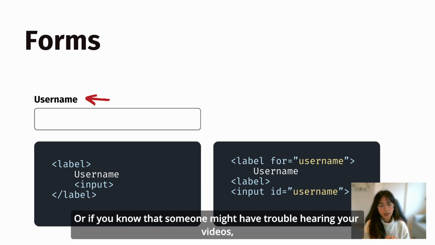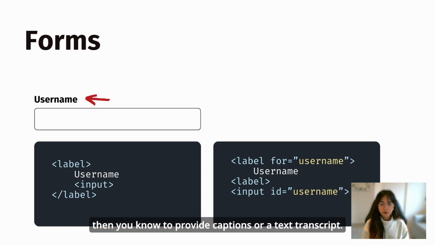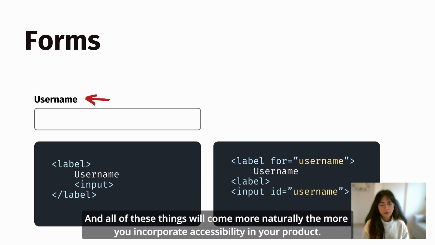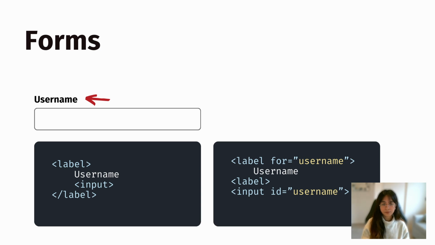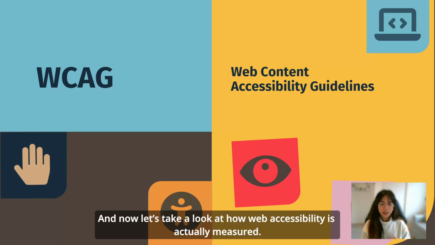Or if you know that someone might have trouble hearing your videos, then you know to provide captions or a text transcript. And all of these things will come more naturally the more you incorporate accessibility in your product. And now let's take a look at how web accessibility is actually measured.